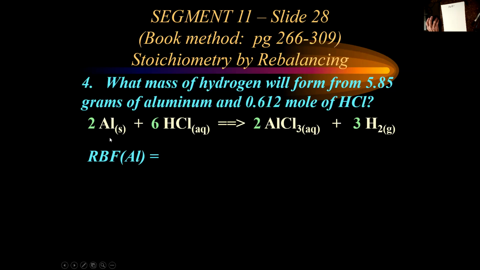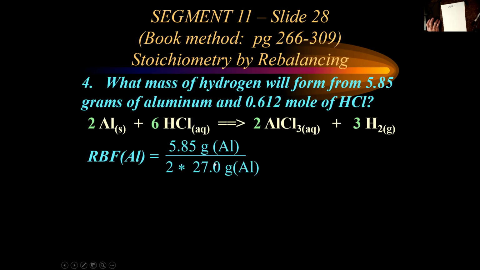Okay, let's do the rebalancing factor for aluminum. We got 5.85 grams of aluminum. There it is, and the equation is showing 2 times 27. Do it like that. When you set it up like that, don't write 54 here. If you write 2 times 27 and you work the problem and get the wrong answer, you can go back. One of the common mistakes is to forget to put that 2 in.